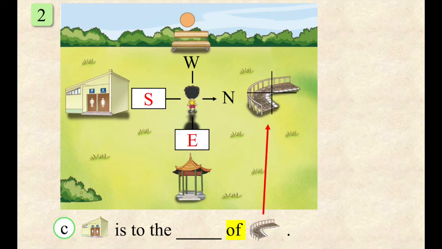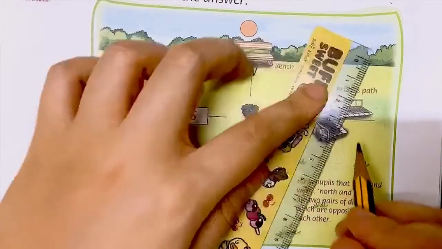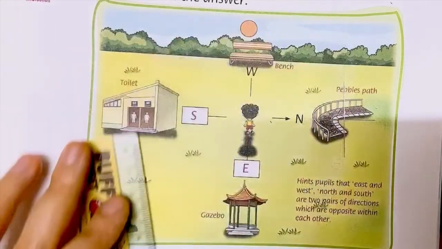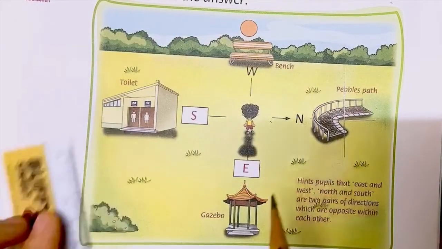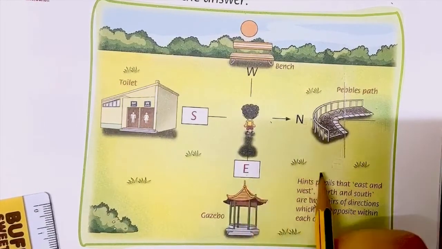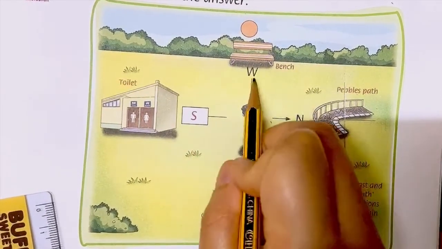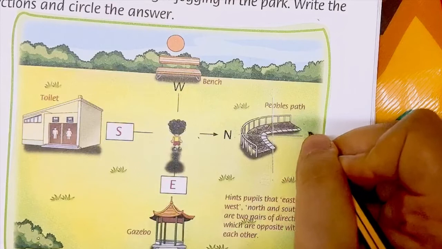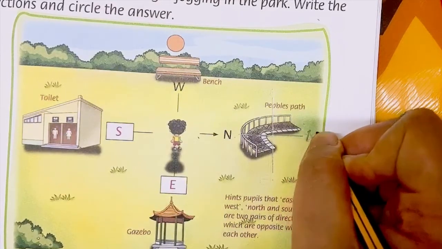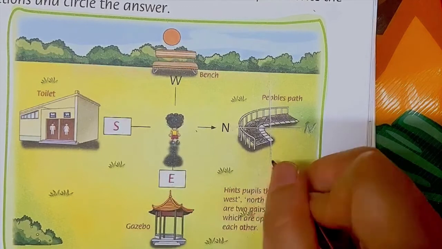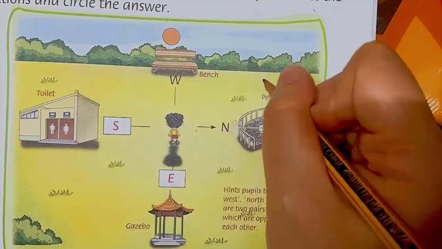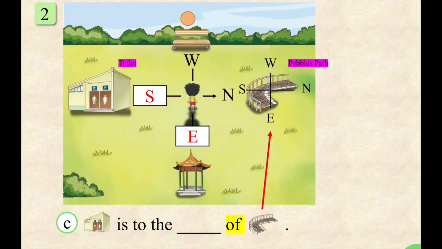Let me show you how to do it. When we are drawing the direction sign, we need to use a ruler and a pencil. And we draw a cross on that object. After that, we need to copy the directions that were given from the book back to that direction sign. So N, we put it in north, E, we put it in the east, S and W. So now please check, you should draw the direction and copy the direction signs on the pebble path like this.